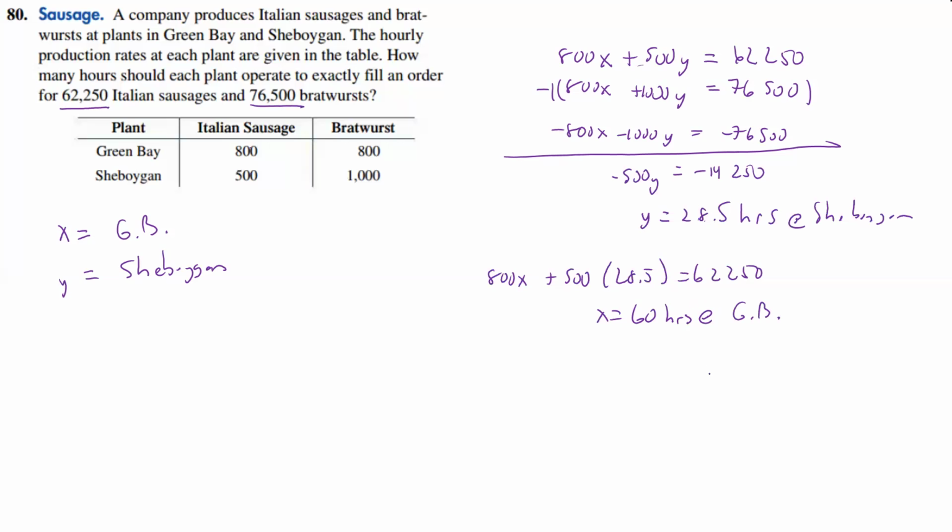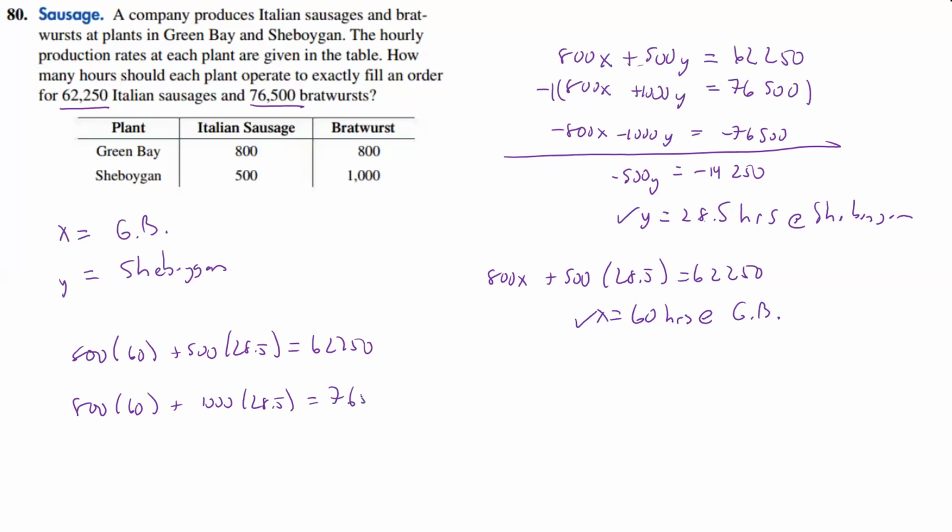Okay. So our answer is basically, we have this many hours here and this many hours here, and we're going to do our check. We're going to take 800 times 60 plus 500 times 28.5, and that's going to give us 62,250. And then the other one is going to be 800 times 60 plus 1,000 times 28.5, and that's supposed to be 76,500. Again, I'm just going to check it on my calculator. So it's 800 times 60 plus 500 times 28.5, and we get 62,250.